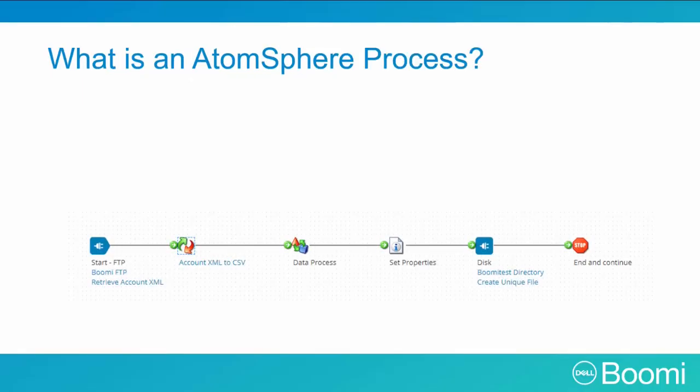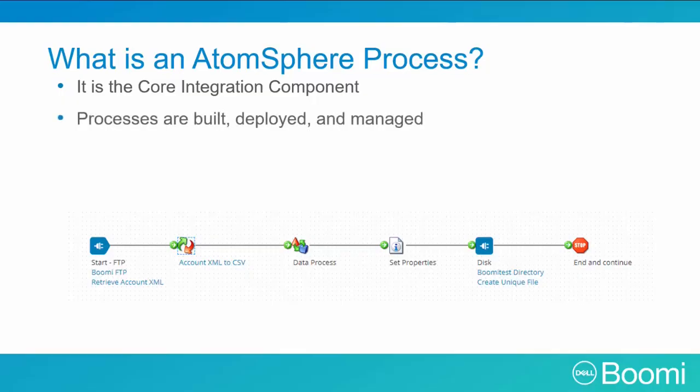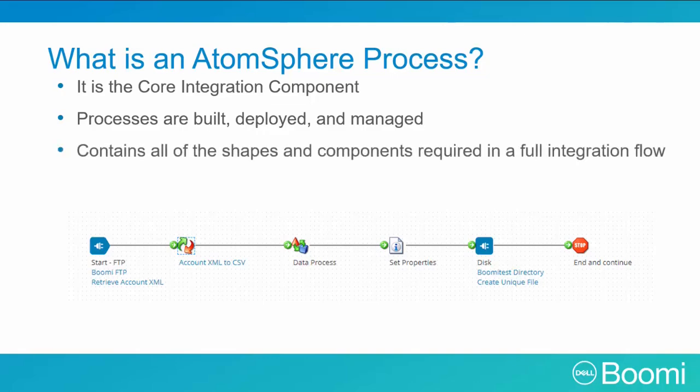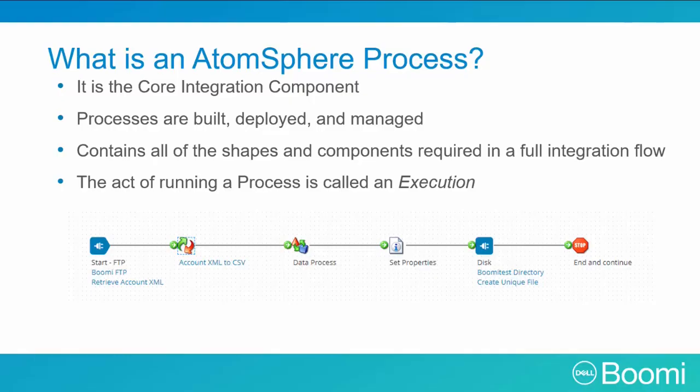Another term we use during class is Atomsphere process. So what is an Atomsphere process? It is the core integration component. It typically represents a discrete workflow, which moves documents from one application to another. Processes are built, deployed, and managed. They contain all of the shapes and components needed for a full integration flow. And the act of running a process is called an execution.